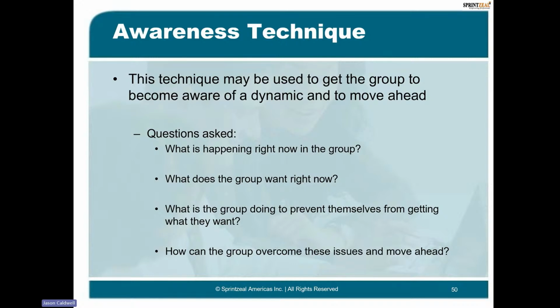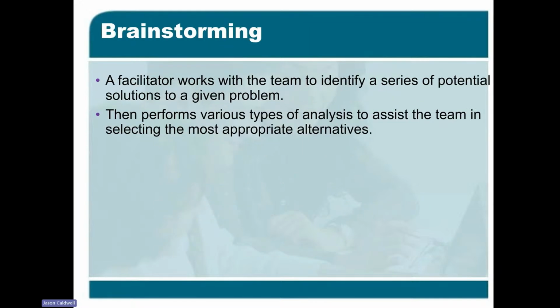What's happening right now in the group, right? So be here now in the group. Exactly. What does the group want right now? What is the group doing to prevent themselves from getting what they want? The obstacles, right? How can the group overcome these issues and move ahead? So the challenges and how the group is going to move ahead.